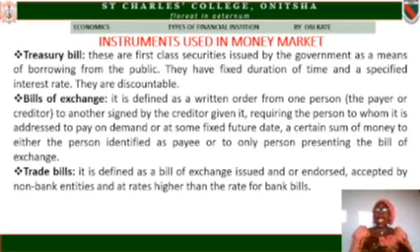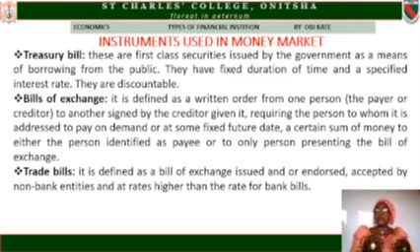Treasury bills, they are first-class securities issued by the government as a means of borrowing from the public. They have fixed duration of time and specific interest rate. They are discountable. When we say they are discountable, it implies that if you want to present your treasury bill before the due date, then some amount of money or some percentages will be deducted before you are given your balance.